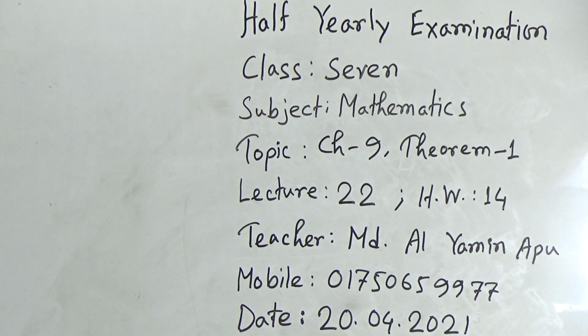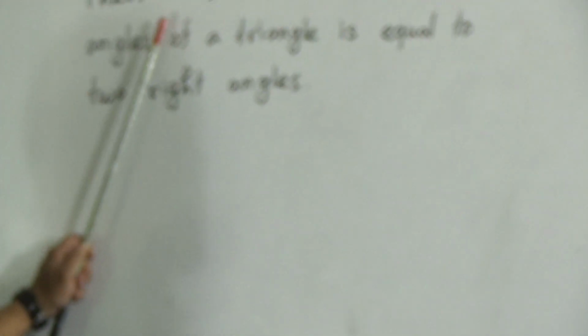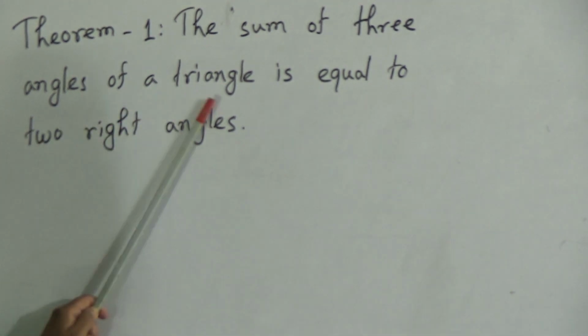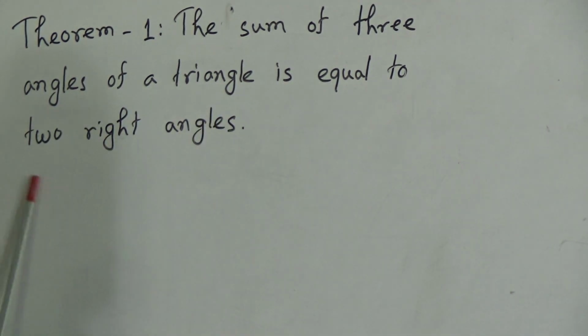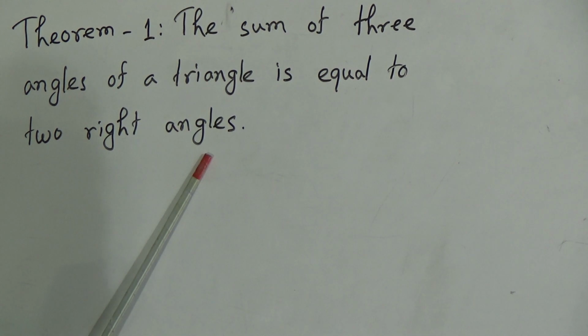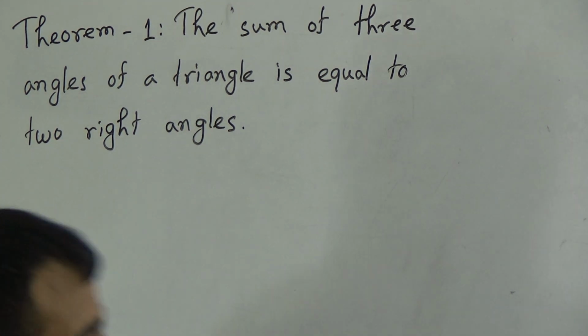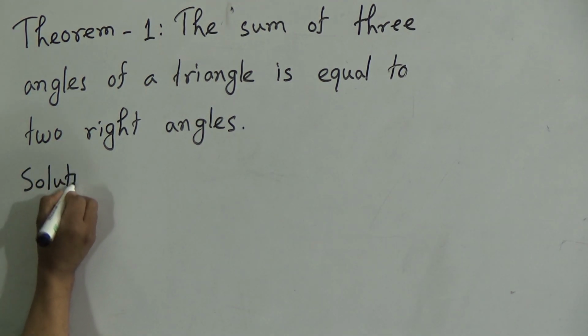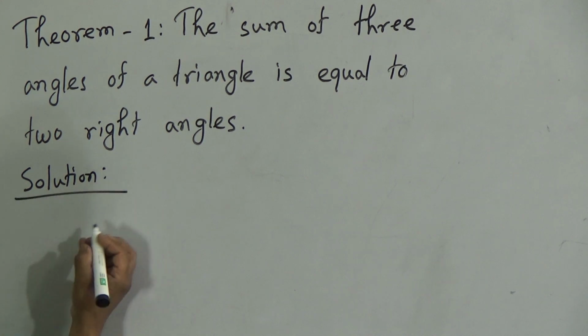It's our topic. Now my dear students, theorem 1 states that the sum of three angles of a triangle is equal to two right angles. This is our statement of the theorem. Okay, first of all we will write down the general enunciation. Okay, solution. At first we will write down the general enunciation.